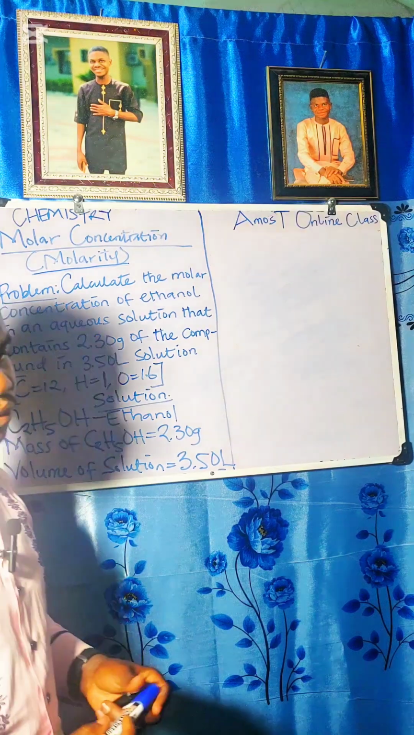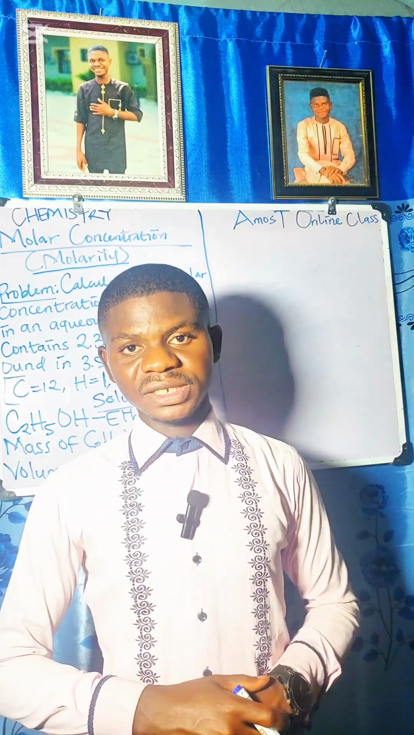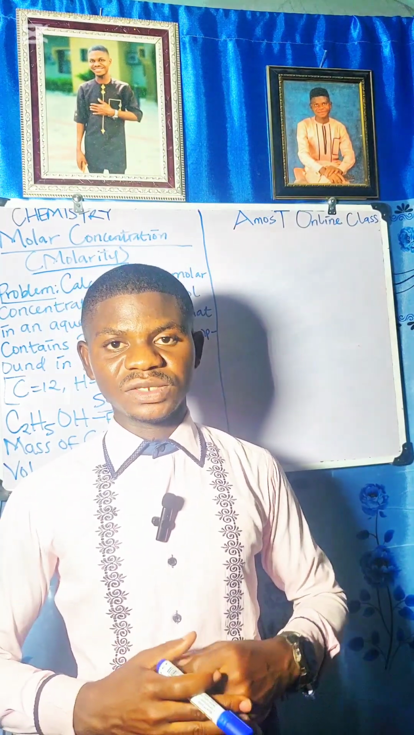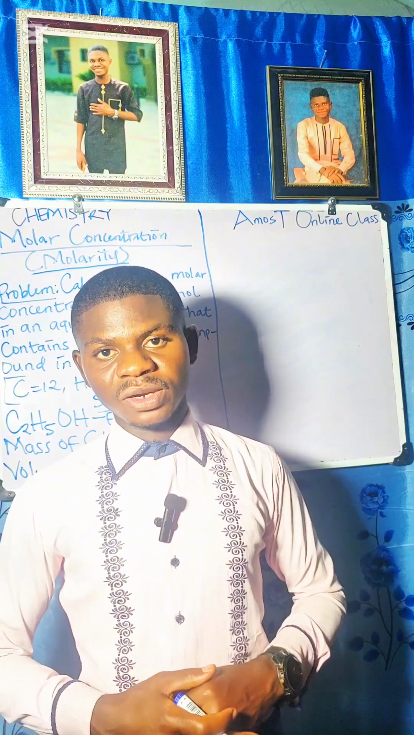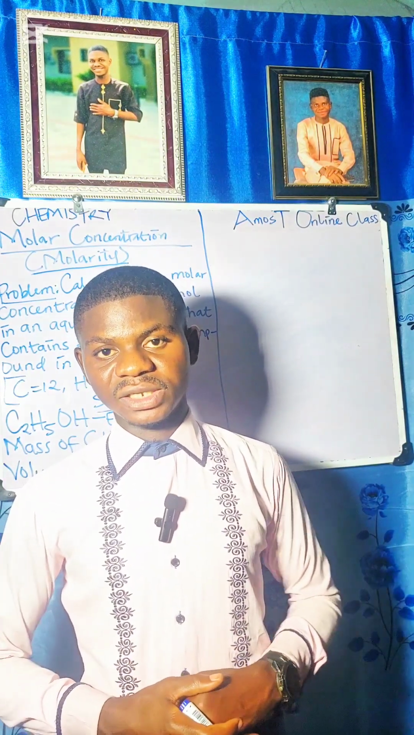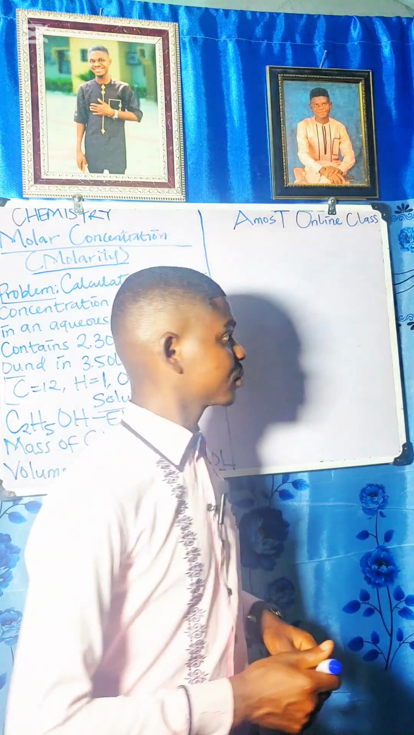Now the next thing is to find the molar mass of ethanol. And how do we find the molar mass of ethanol? You can find the molar mass of ethanol by summing up the molar masses of carbon and that of hydrogen and of course that of oxygen. So let's find the molar mass of ethanol.